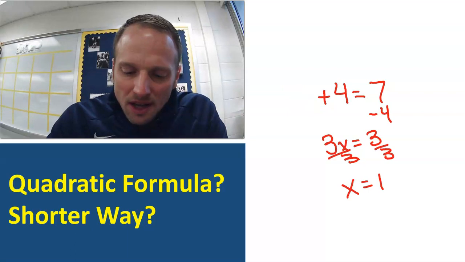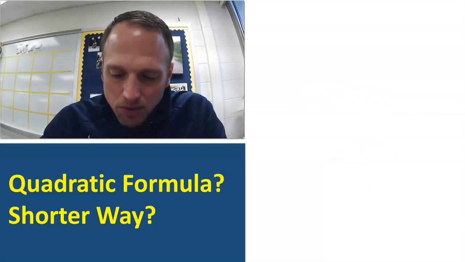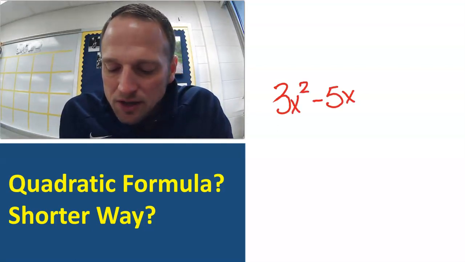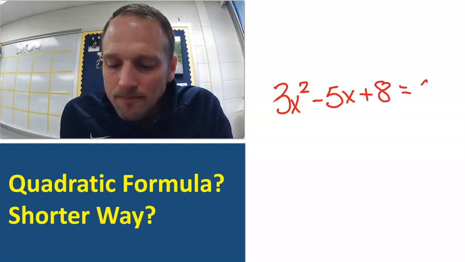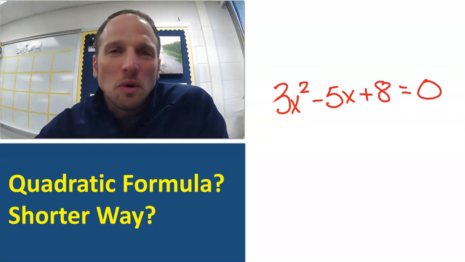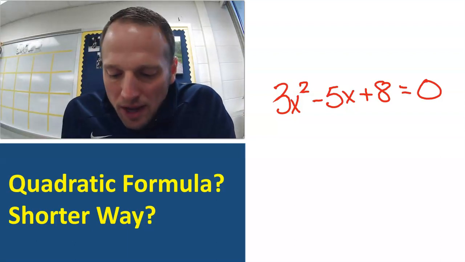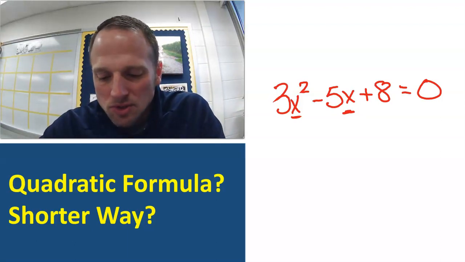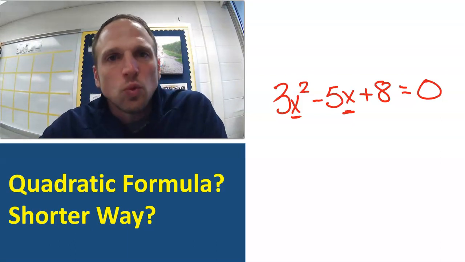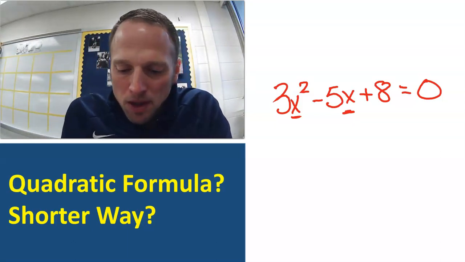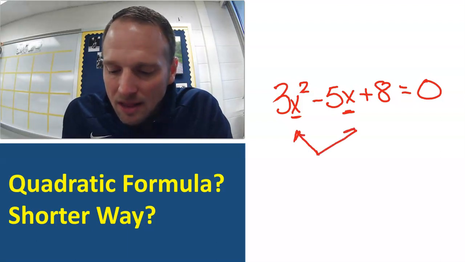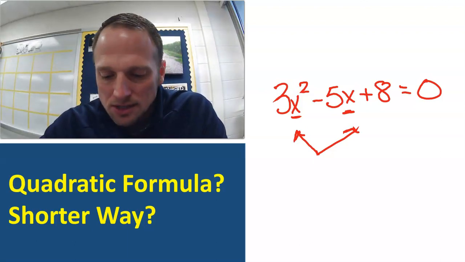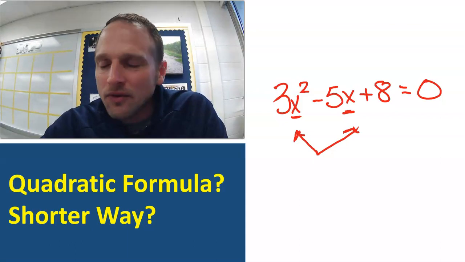But when we start getting into some other things, it's going to be more of a problem. If we have 3x squared minus 5x plus 8 and we want to solve that, now we have a problem, because we have an x squared and an x, and we can't combine them because they're not like terms. That is really what our problem is: x squared and x, and it's not going to work out very nicely for us.